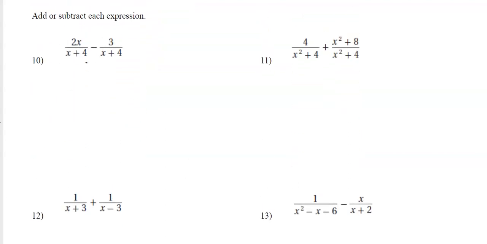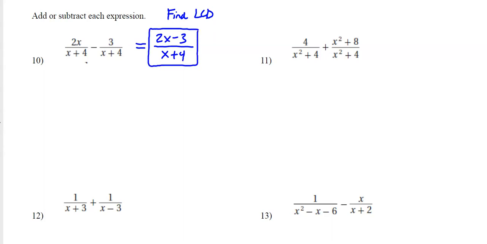All right, moving on down, number 10, add or subtract. This is where we need to start finding an LCD. So we need to find a least common denominator to add the two fractions together. 10 and 11 looks like we have them. So I have 2x over x plus 4 minus 3 over x plus 4. So since they both have a bottom of x plus 4, that's going to stay the same. And on the top, 2x take away 3 is just 2x take away 3. Like, there's really not a lot to do on that one.